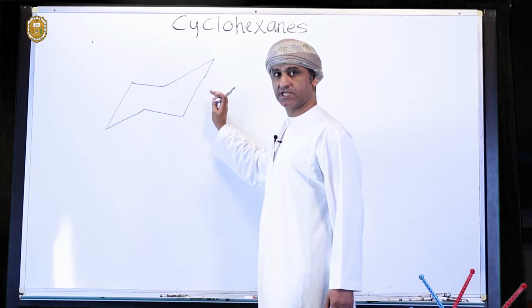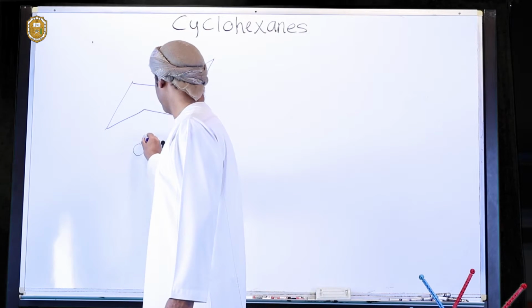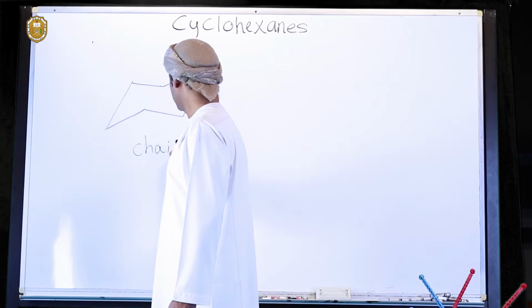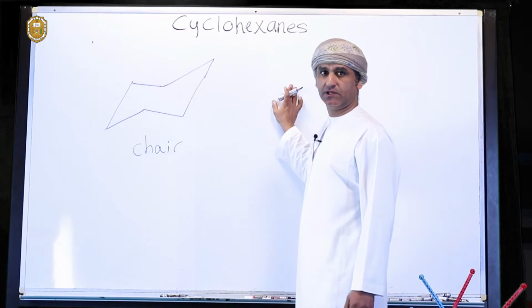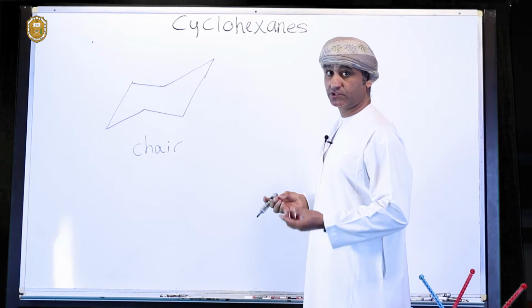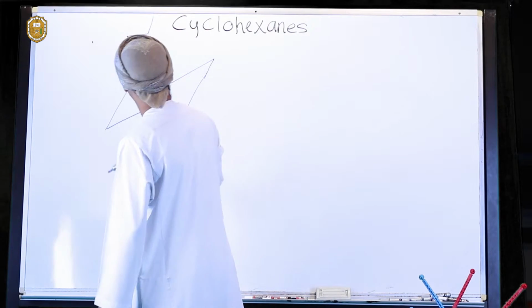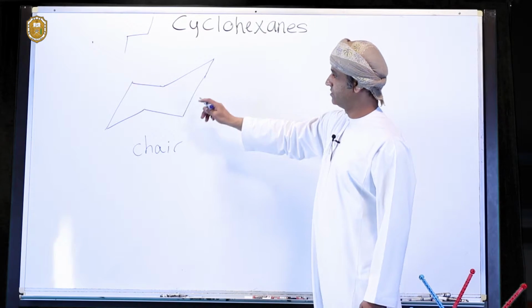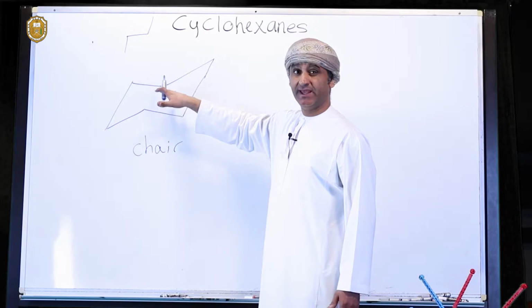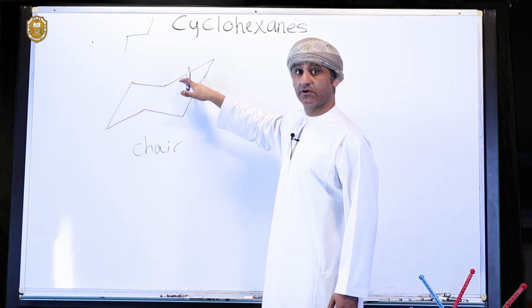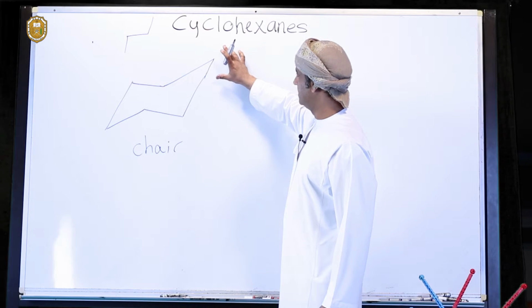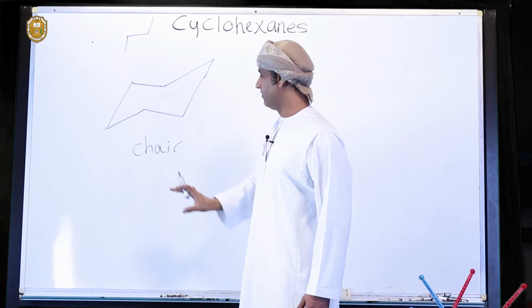So this is, of course, a chair conformation of cyclohexane. It's called a chair because it looks like a chair. So it's something like that. Just imagine this is a chair. This is like the seating area of a chair, and this is the higher area. That's the lower part of it.